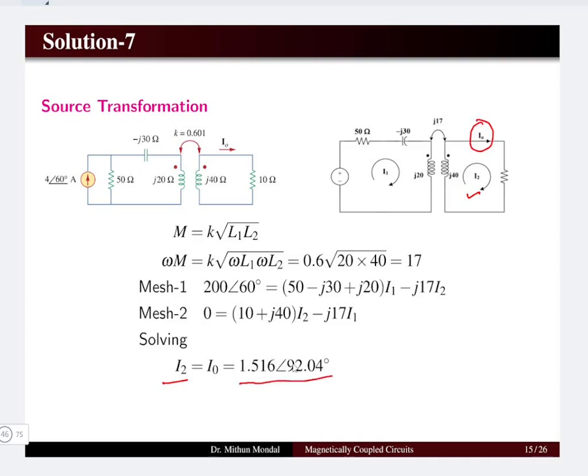So we get 1.516 angle 92.04 as the value of current I0, which is equal to I2, and this will come from solving these two equations, which you can put in matrix form to find the unknown variable. Here one point has to be noted: how we have used the concept of omega multiplying on both sides of the mutual inductance to find the value of the reactances.